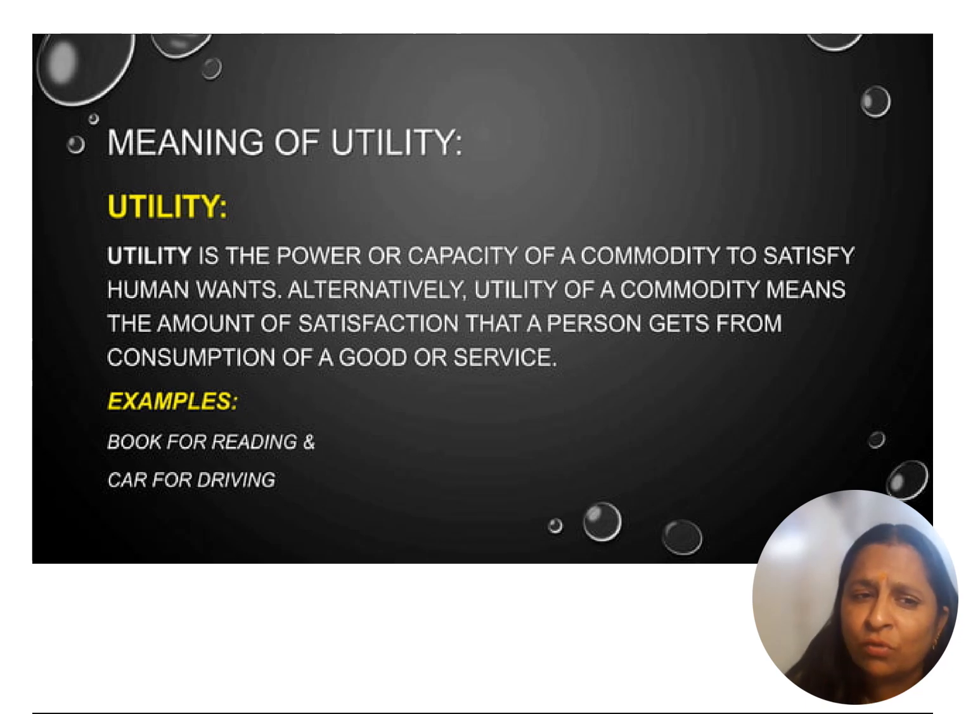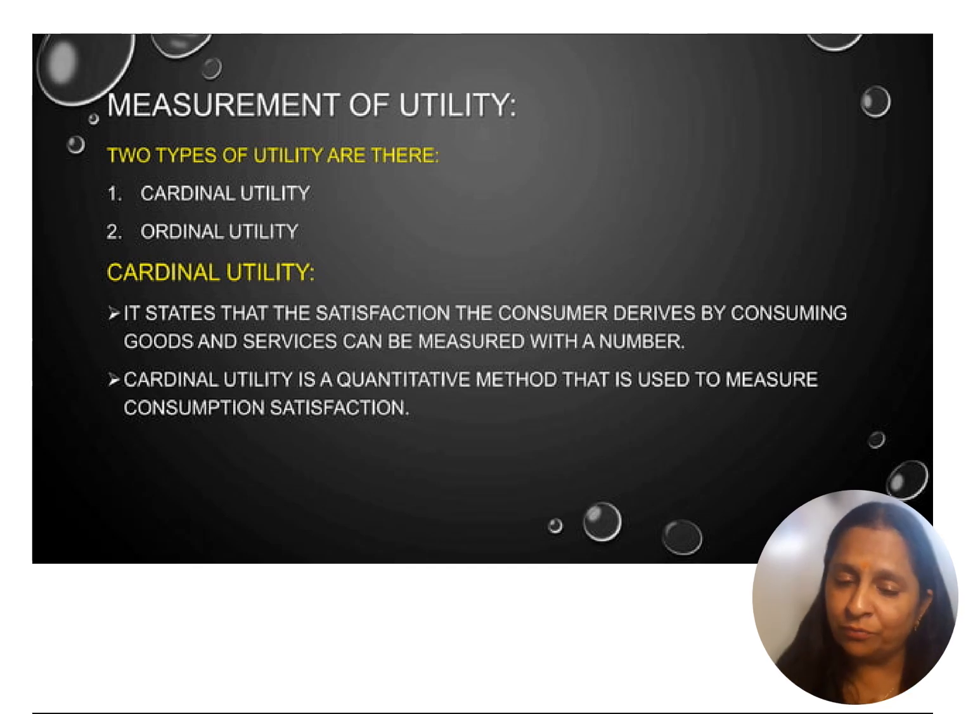But the question is, what is utility? Utility is the power or capacity of a commodity to satisfy human wants. Alternatively, utility of a commodity means the amount of satisfaction I am getting. So utility equals your satisfaction. If I am reading a book, driving a car, or eating an apple, my satisfaction is at different levels.